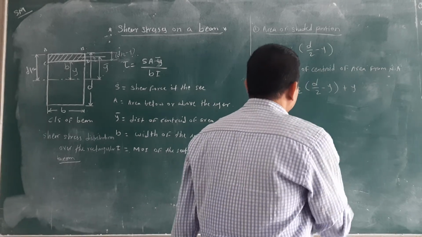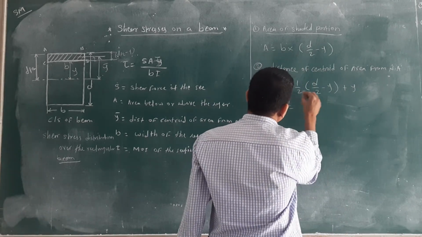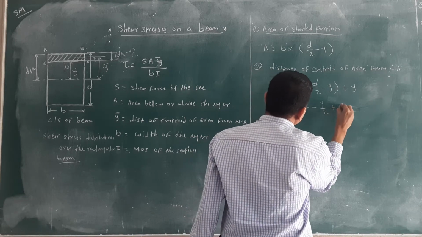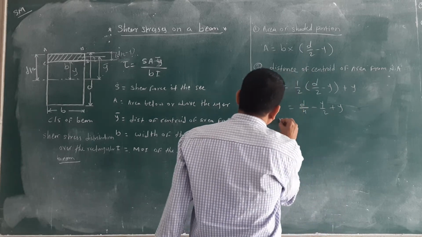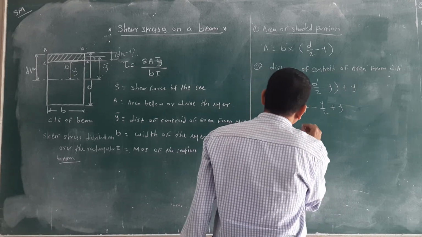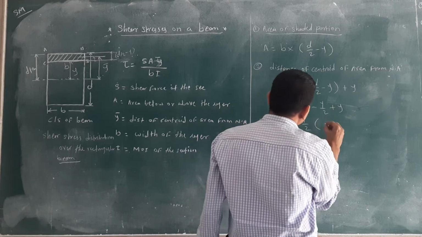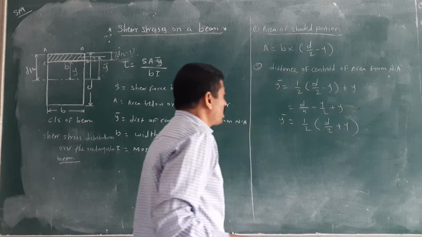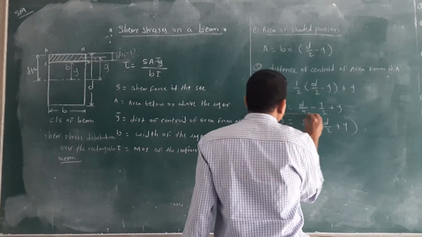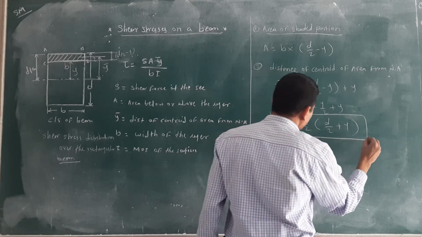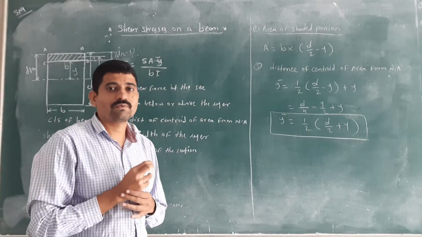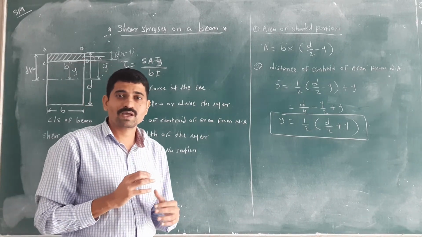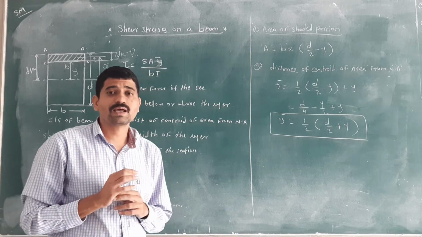Okay, then you have to solve this equation. I will multiply inside the bracket. D by 4 minus y by 2 plus y is there. Then if you solve, you will get y bar is equal to 1 by 2. I will take the common. Then D by 2 plus y. 2y minus y, you will get the y value. Okay, this is the y bar distance. All of you clear how to calculate the y bar? Y bar is nothing but the distance of centroid of area from the neutral axis.